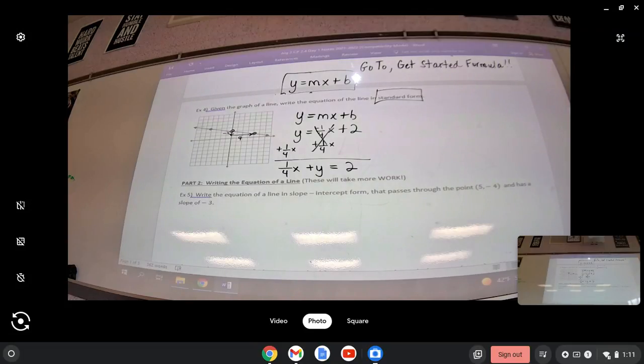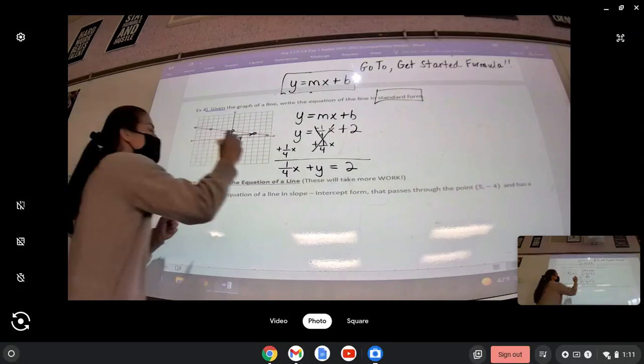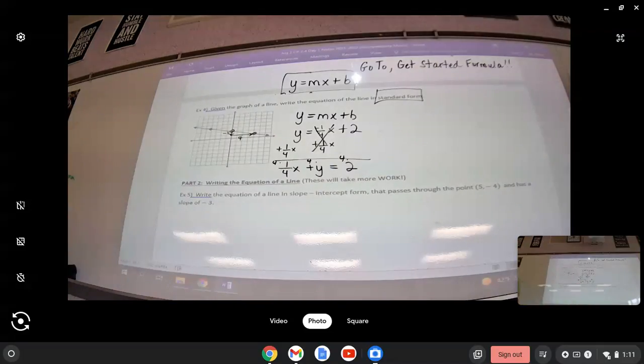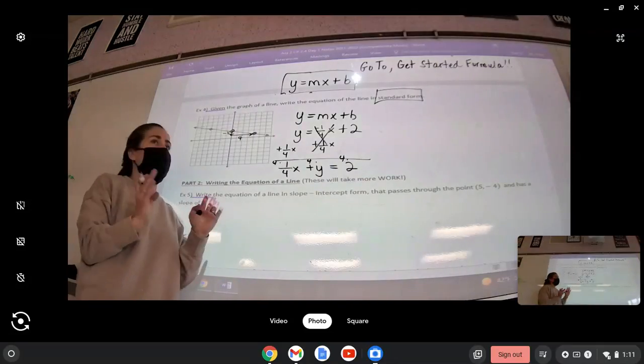It's 4. 4 is his first multiple. So we're going to take 4, and we're going to times all the tops by 4. So multiply this top by 4, this top by 4, and this top by 4. And I don't care how you do this, whatever works for you.